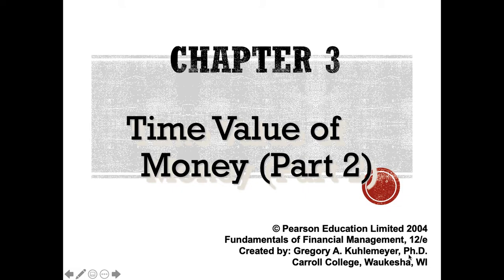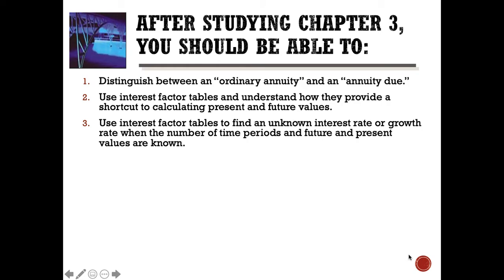Today we would like to continue chapter 3, about time value of money, part 2. After studying chapter 3, you should be able to distinguish between an ordinary annuity and an annuity due, use interest factor tables, and understand how they provide a shortcut to calculating present and future values. Use interest factor tables to find an unknown interest rate or growth rate when the number of time periods and future and present values are known.